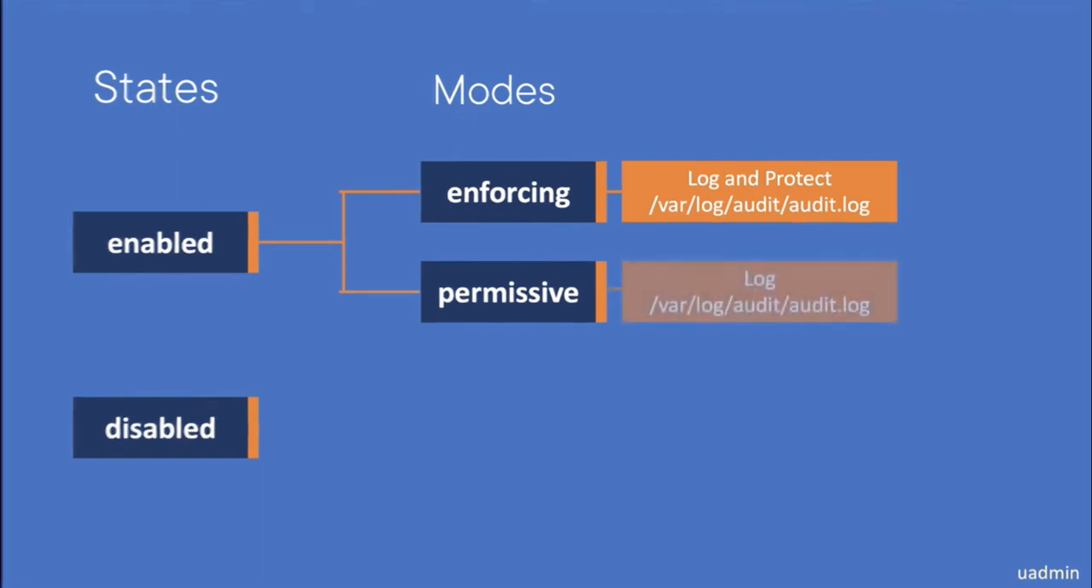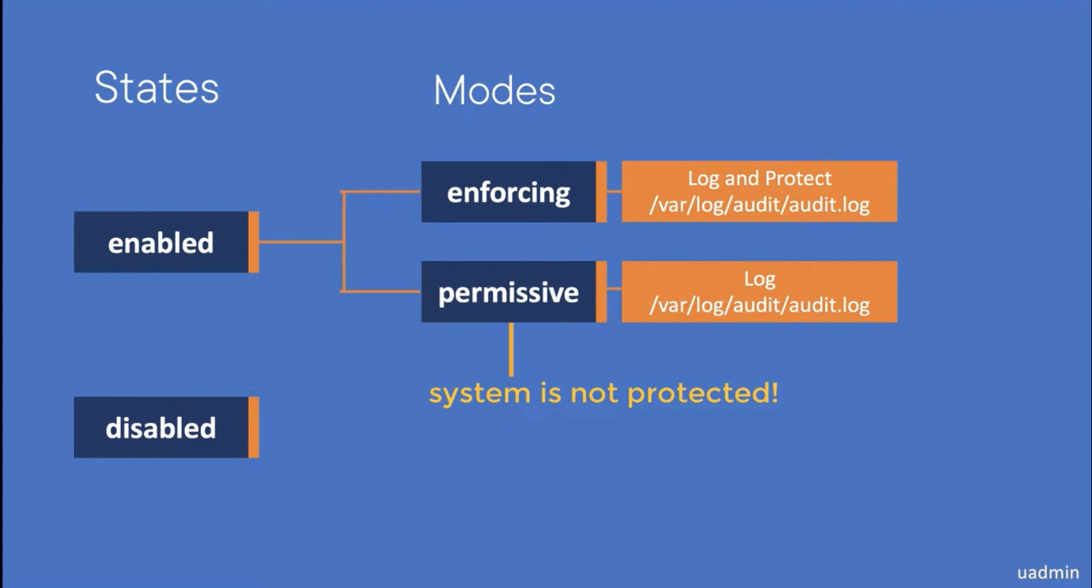And when it's in permissive mode, it will still log to the audit log, but it will not block any actions. So this would be a mode that could help you to either troubleshoot some issues you might have without having to change to the disabled state, or maybe you want to make sure that there will not be any problems when you activate a newly configured machine.